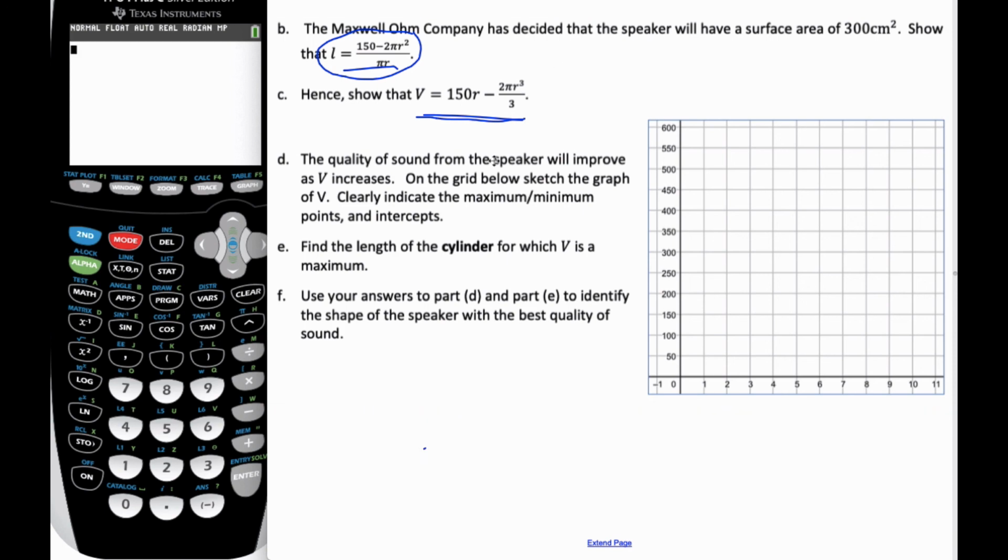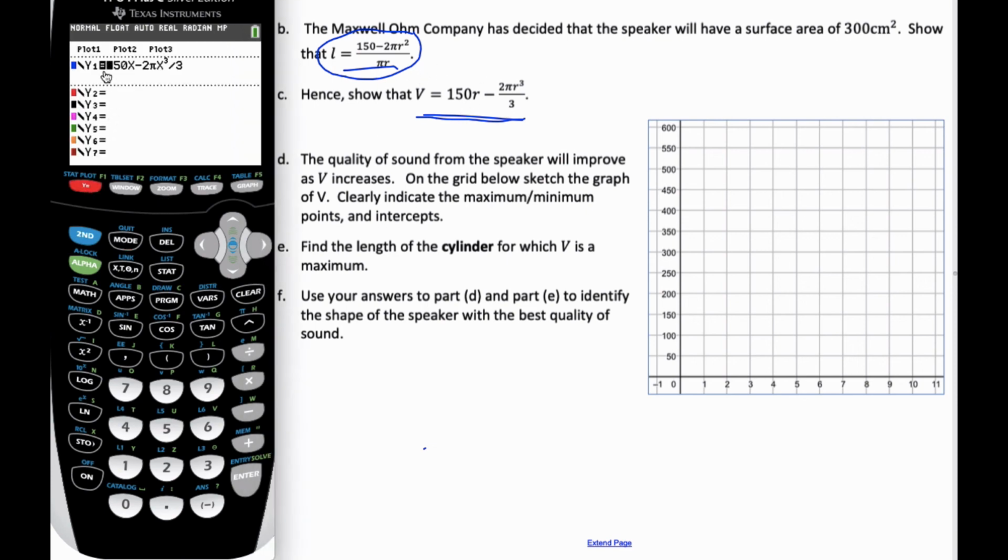And so the next part says the quality of sound from the speaker will improve as V increases. On the grid below, well, here's the grid, sketch the graph of V, clearly indicate maximums, minimums, points, and intercepts. So I'm going to take my V and plug it into my calculator. I've already thrown it in. But then I want to put it on this graph. And if I'm clever, I will change my window to fit what's going on here. So I want my x minimum to be -1, my maximum to be 11, and I'm going to go by ones. And that's what the scale here says.